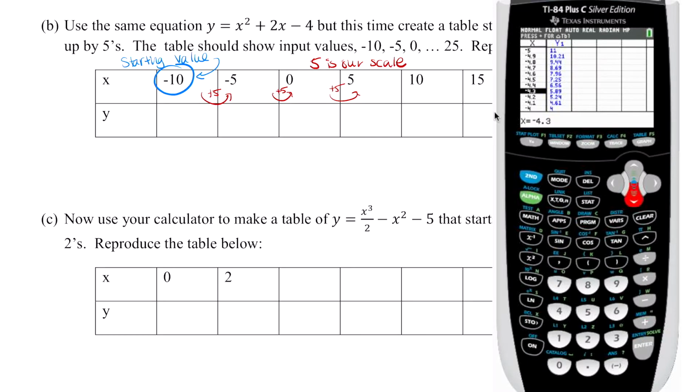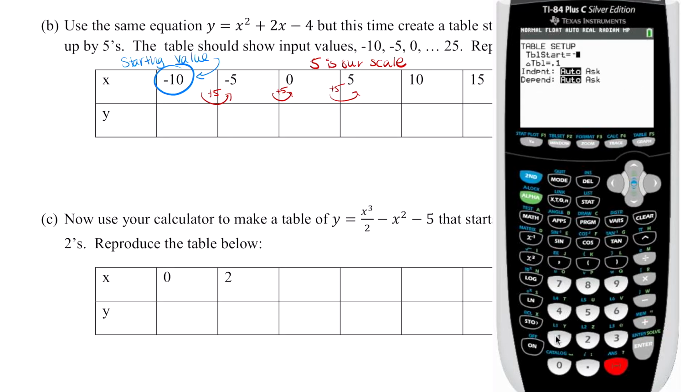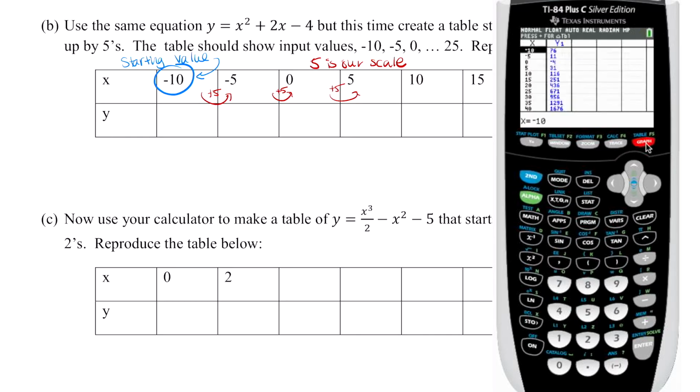So now let's go ahead and hit second plus this window button to get to table set. So let's hit -10, and then I want my scale by 5s. And then I can hit the blue button, table, and there is my table. So at -10, I have 76. At -5, there is 11. The output value at 0 is -4, and I can highlight them by scrolling over to the right.